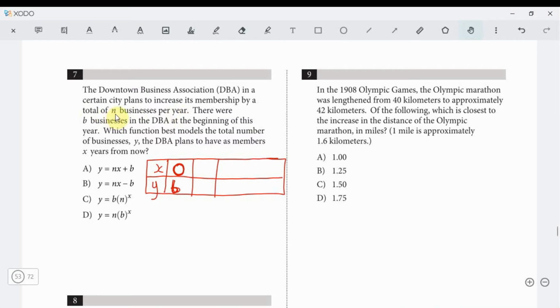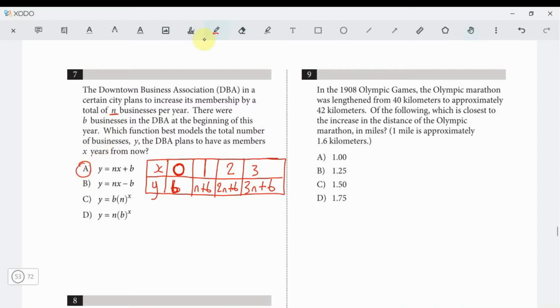Increasing by a total of N per year means that the very next year, increasing by N, it would be N plus B. In the second year, you increase by N again, that would be 2N plus B. The third year, that would be 3N plus B. It just increases by N each year, so we add N to it. Which one of these equations best represents this? That would be option A.